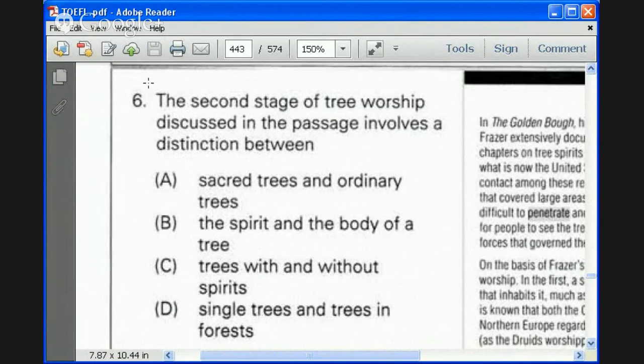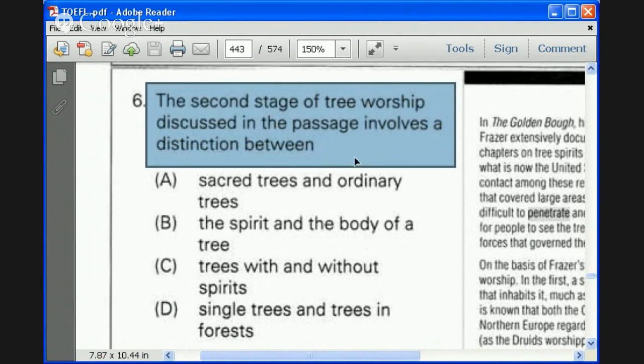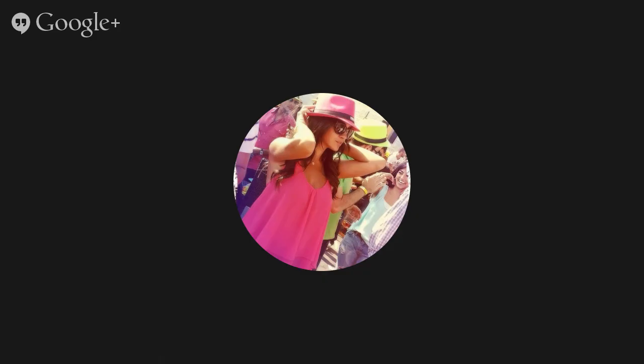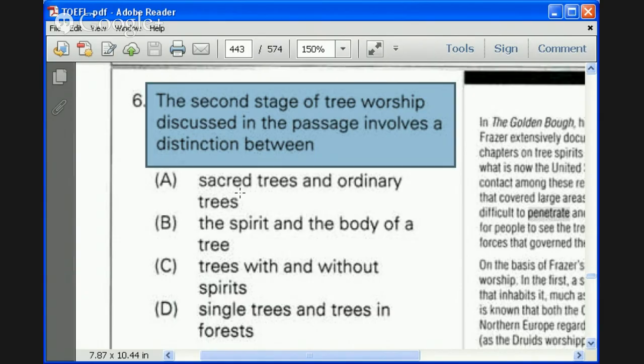Okay. All right. The second stage of tree worship. All right, we know where to find that. Involves a distinction between... Okay. Hmm. Actually, do you know the answer to this? We only have like a minute left. Yes, the spirit and the body of a tree. Do you remember? Yes, I do.